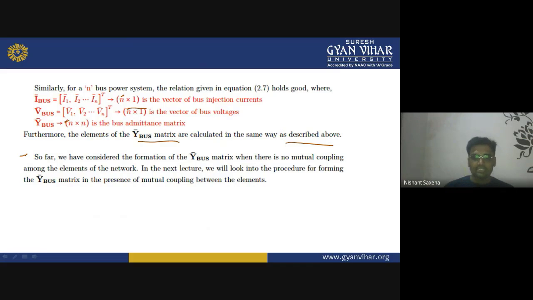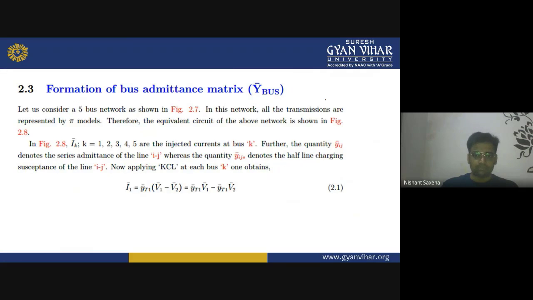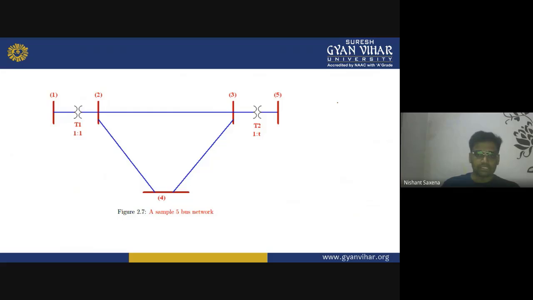In the next lecture, we will see the procedure of forming the Y bus matrix in the presence of mutual coupling between the elements. The elements are represented by pi models, it has been assumed. Here we are not able to see the transmission lines as a pi model, but we are assuming that the transmission lines are connected in a pi model.